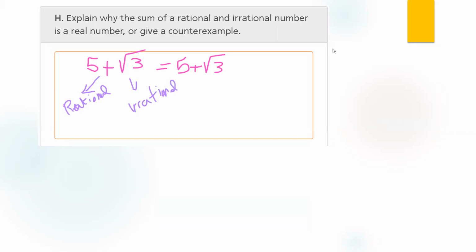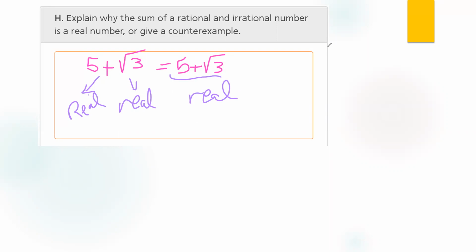So if you are talking about rational with irrational, the answer is irrational. But let's talk about whether it is real or not. The first number here, 5, is it real? Yes, because it's rational. And is the square root of 3 real? Yes, because it is irrational. And the answer here, is it real? Yes, it is real. So the sum of a rational and an irrational number is a real number.